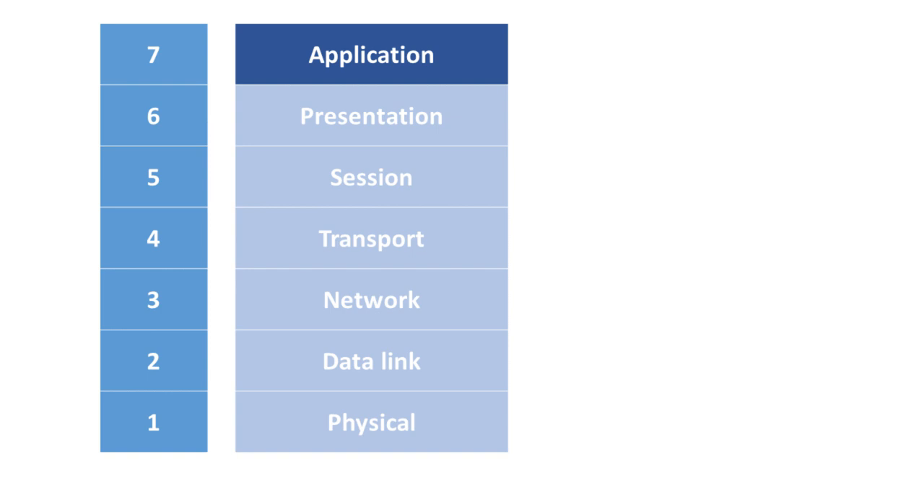We are not really talking about the application in the sense of it being a piece of software. We are talking about the language, the protocol that is used by this application to interface to the network stack. Layer 7, the application layer, provides the functionality that is required. Layer 6, the presentation layer.